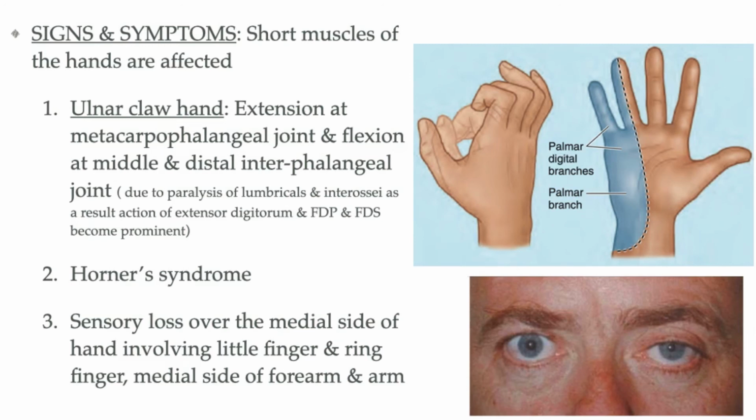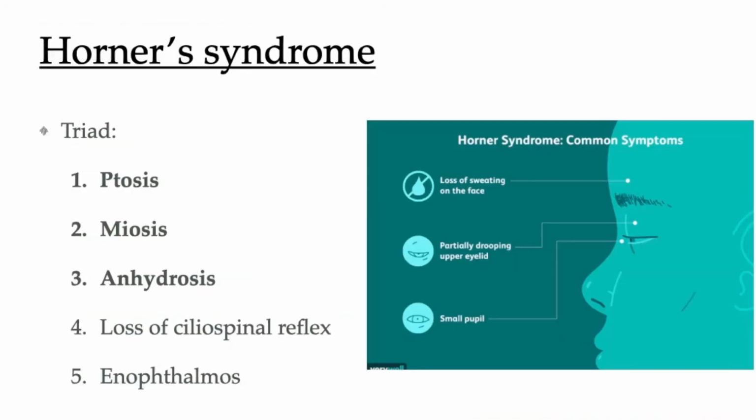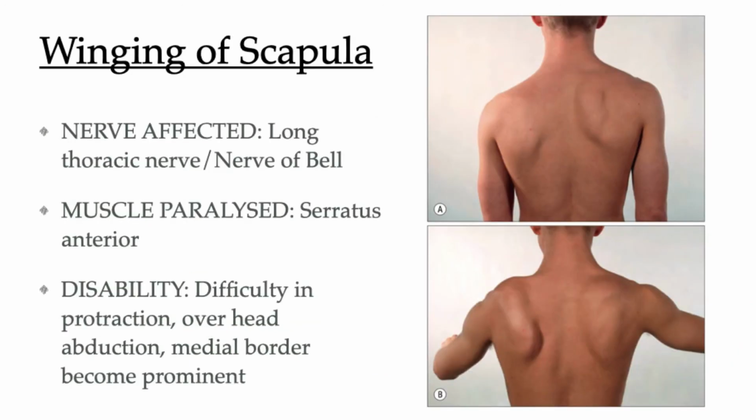Patient will also present with Horner syndrome. Sensory loss over the medial 2.5 and, according to a few literature, medial 1.5 part of the hand and medial side of the forearm and arm will be there. Horner syndrome is the condition in which triad of ptosis, miosis and anhidrosis occurs along with loss of ciliospinal reflex and enophthalmos.